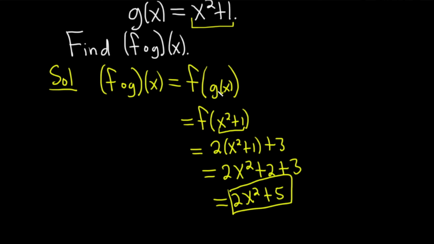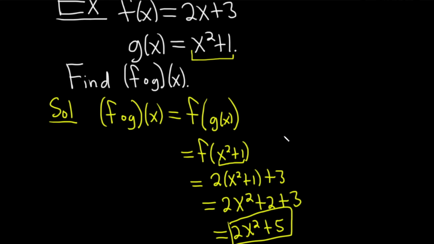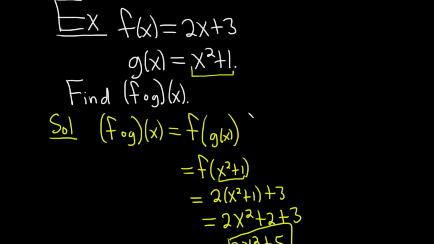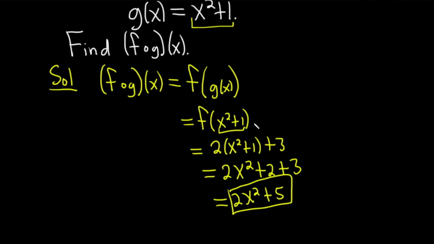Basically, you just start by replacing the inside function with what it is. In this case, it was x squared plus 1, and then plugging x squared plus 1 into your function f of x, which is 2x plus 3, and then going from there. And this is called the composition of two functions.